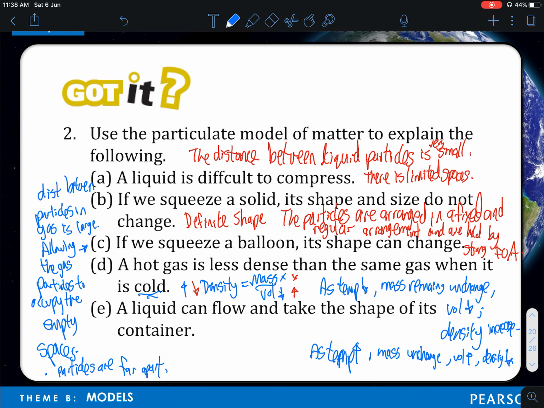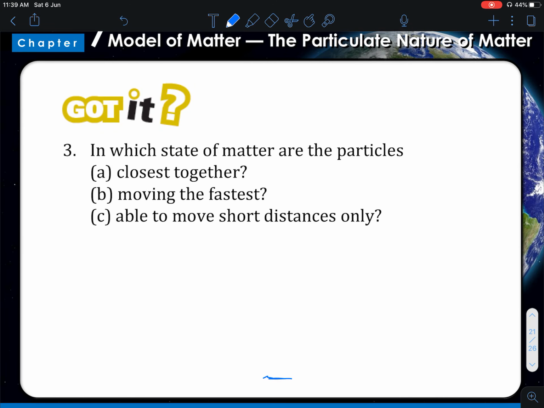A liquid can flow and take the shape of its container. This one is talking again back to the spaces. So you must be able to explain the spaces between particles, the spaces and the forces of attraction between particles, and you will get your marks. Okay, so this is generally what you can do. So in which state of matter are the particles closest together? This one, quite simple, solid. Moving the fastest, that will be gas because it has a lot of spaces and is held by very weak forces of attraction.